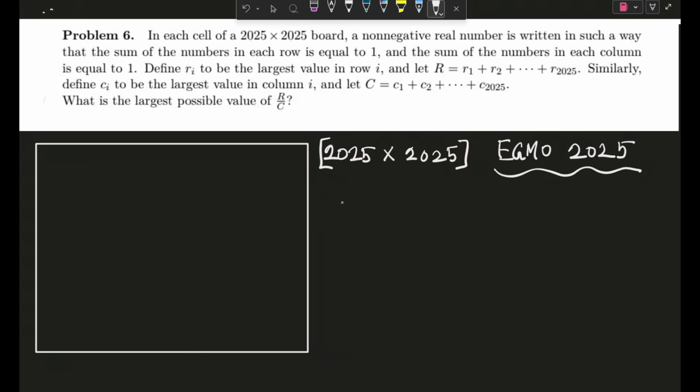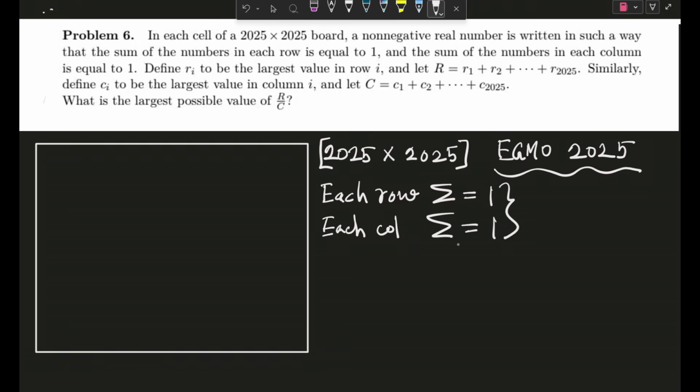I am reading the question and writing the data. That is important. So, for each row, you can write sigma is equal to 1. And similarly, after that, you will see the sum of the numbers in each column is also 1. So each column sigma is also equal to 1.